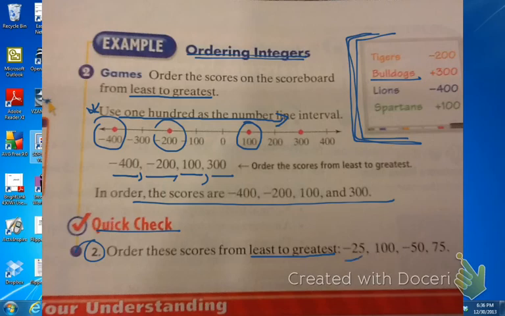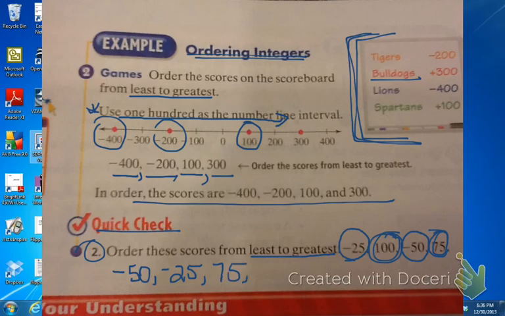So I would look first here at my two negatives that I have. And I know that the largest negative is going to be the furthest to the left, or the furthest in the hole, or the lowest, least number. So the first number would be negative 50, and that means the next would be negative 25. And then we get to our positive numbers, and you know which one is going to be the least between 75 and 100. Well, of course, 75, which means the greatest of these four numbers would be 100.